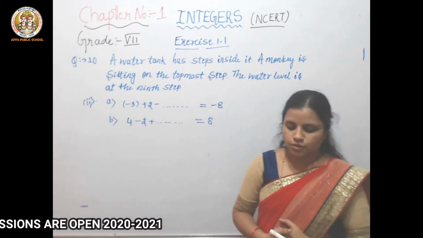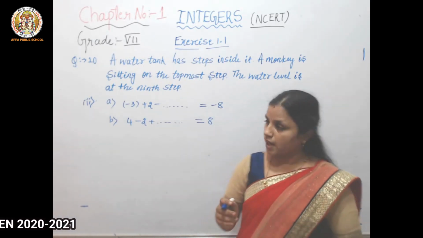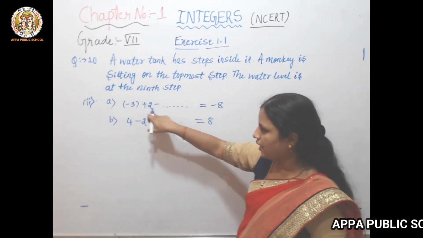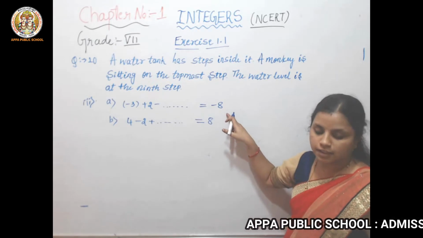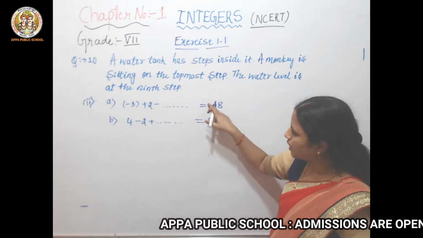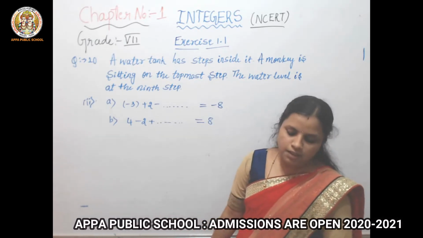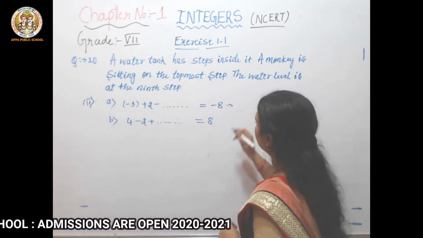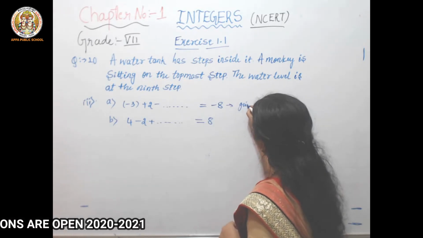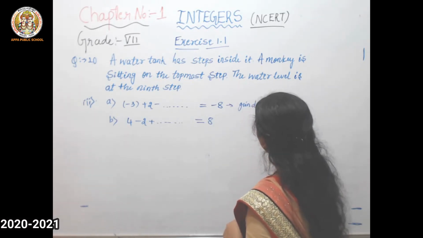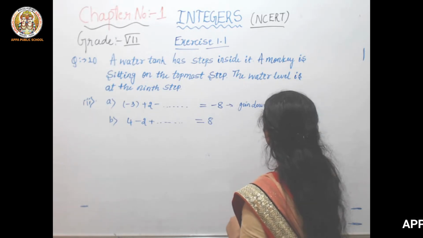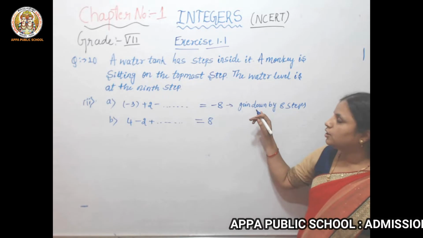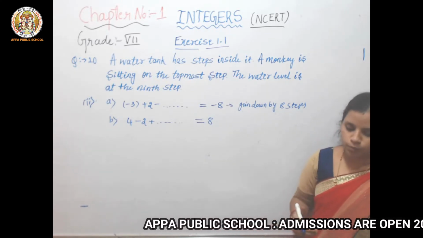Then see, the question continues here. In A, the sum. Sum means we are adding here. What does this sum minus 8 represent here? Going down by 8 steps. What does this minus 8 represent? Going down by 8 steps. Why? In the question itself they said that negative indicates a step down.